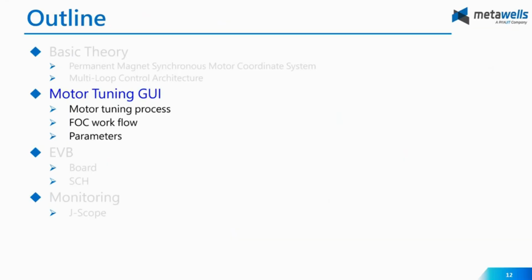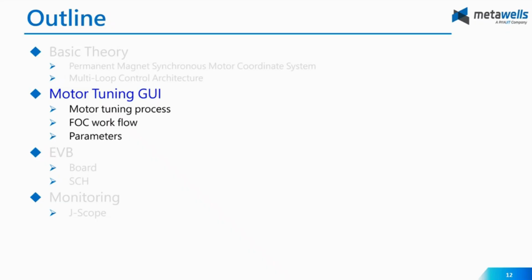Okay. First part, we finished the first part, basic theory. So now let's move into part 2, motor tuning GUI. The motor tuning GUI is a user-friendly interface that simplifies parameter adjustment and performance testing. It allows engineers to visualize real-time data, tune control loops, and validate settings efficiently.